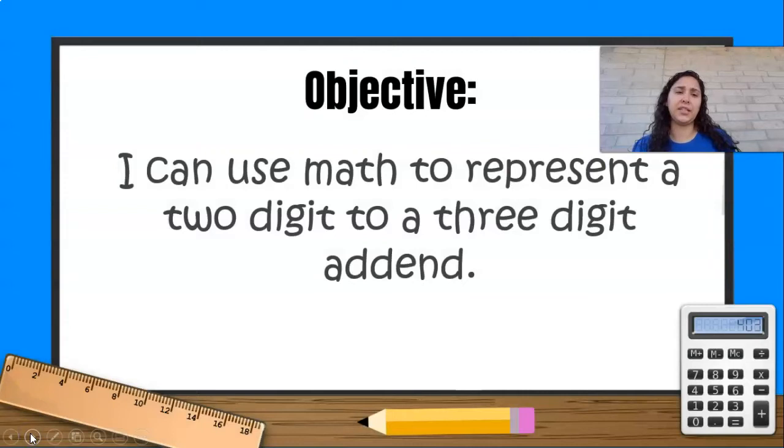What is the objective for today? By the end of the lesson, we have to use math to represent a 2-digit plus a 3-digit addend. We're going to continue doing what we have been doing in math class, and we're going to learn a new form that is called the chip model, and it's awesome, boys and girls.